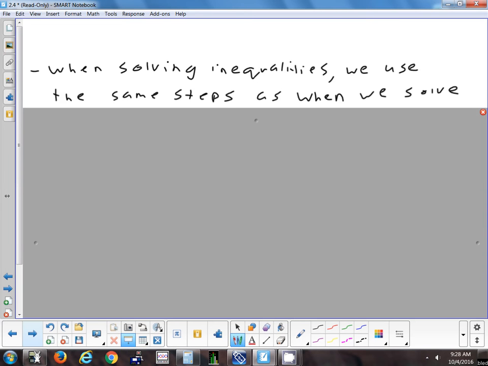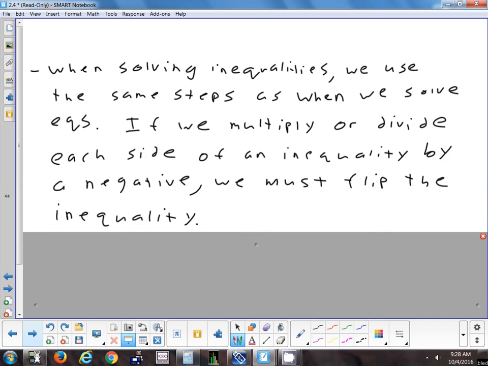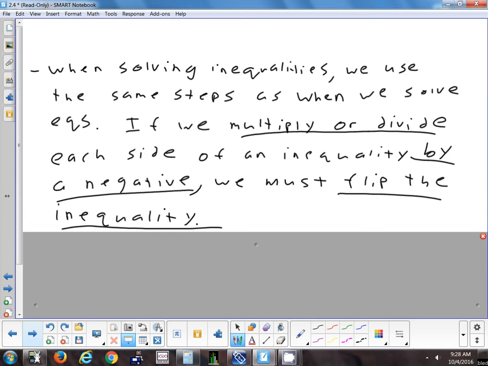Isn't there a flip that you have to do, like flipping the negative sign or something? Sometimes you have to do some kind of flipping thing. Does anybody remember what you might need to flip and when you have to do that? You divide by a what? A negative number. A negative, or if you multiply. Okay. So basically, if you multiply or divide by a negative, flip the inequality. So if you multiply or divide by a negative, flip the inequality.